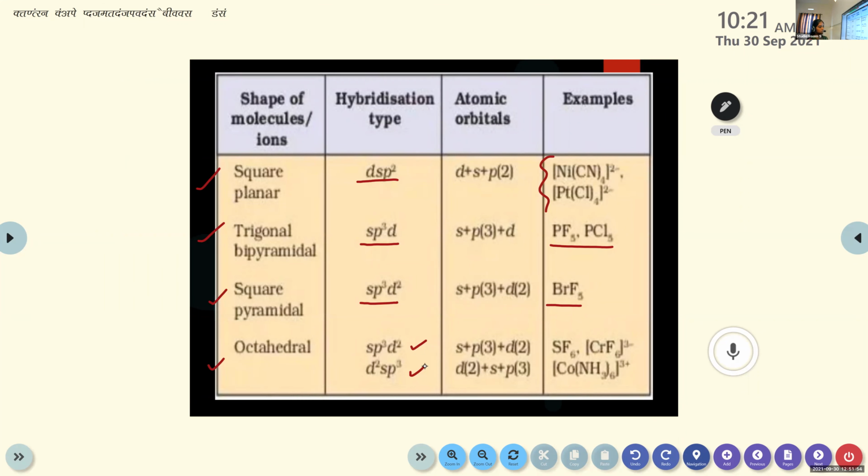This is the same table that is in your textbook. If this image is not clear, you can copy it from the textbook, page number 124.